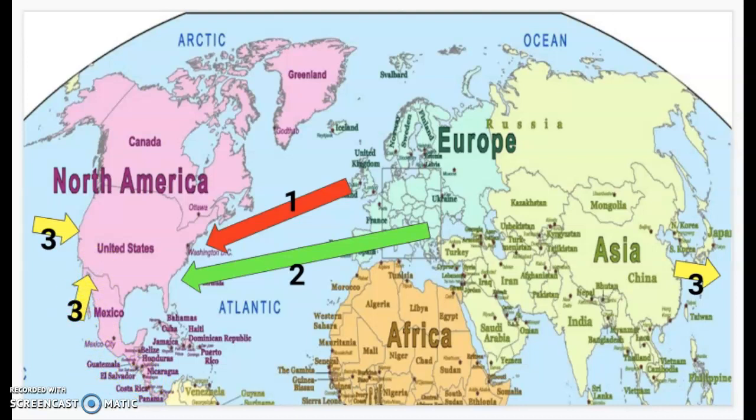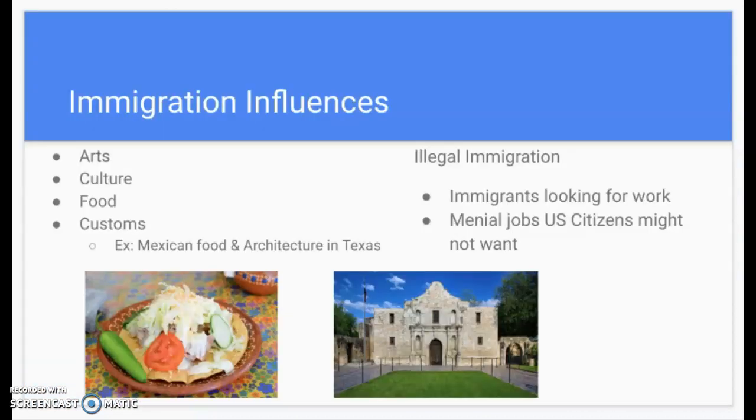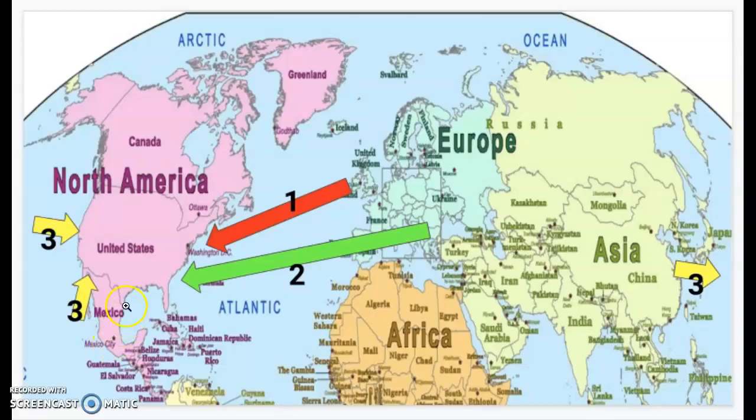Now, immigration has a lot of influences on the United States and modern America, including art, whether it's physical art that you can see, or music, the culture, the food, or different customs. For example, here in Texas, we have a lot of Mexican food and Mexican architecture, like the Alamo, since we are right next to Mexico.